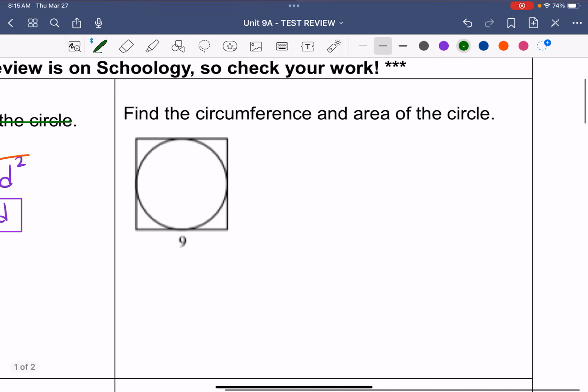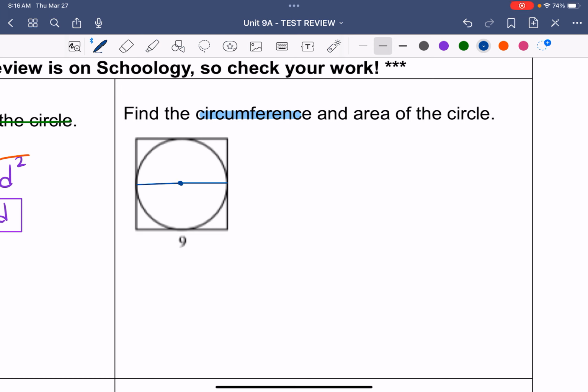Okay, the next one, same thing. They want us to find the circumference. So either we would need to know the diameter or the radius. So the center of the circle would be about right here. It would be nice to know either the radius, so halfway, or maybe the diameter all the way across.